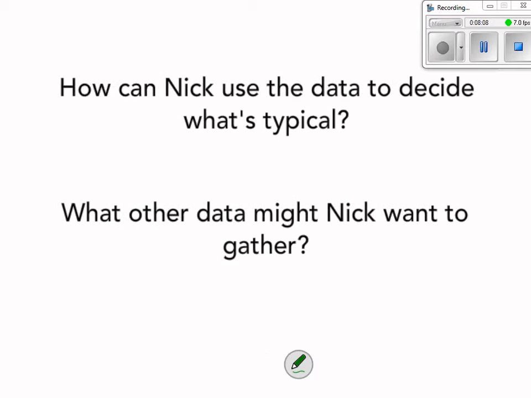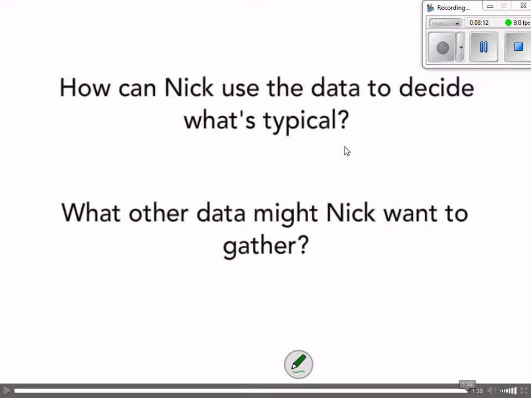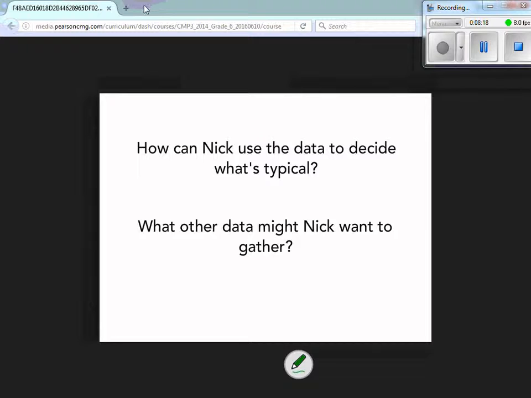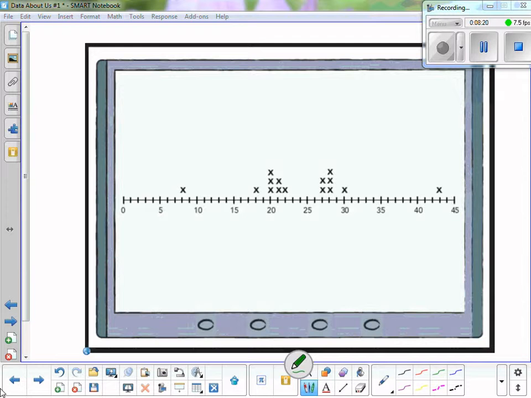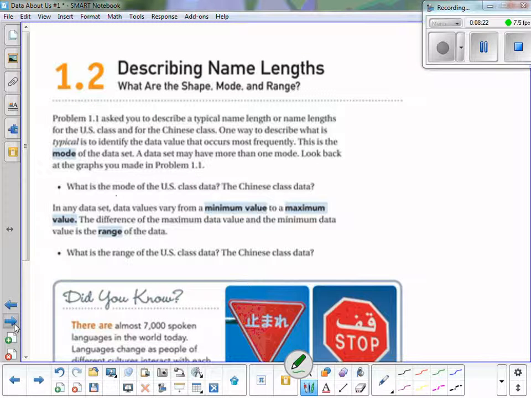All right. So we're going to investigate the question of what is typical for the next couple of days. But for now, let's open up to page 13. And if you guys will follow along with me, can we grab the lights again? Problem 1.1 asks you to describe a typical name length for the U.S. class and for the Chinese class.